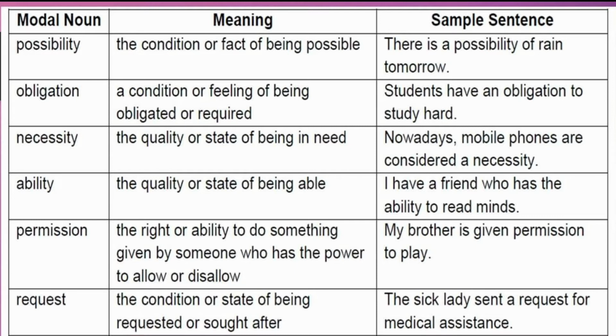Next, permission. The right or ability to do something given by someone who has the power to allow or disallow. So we have here a sample sentence: my brother is given permission to play. That is an example for permission, which means that you can only do it if someone in a higher position will allow you to do it.